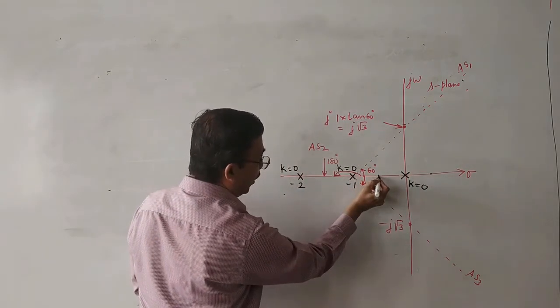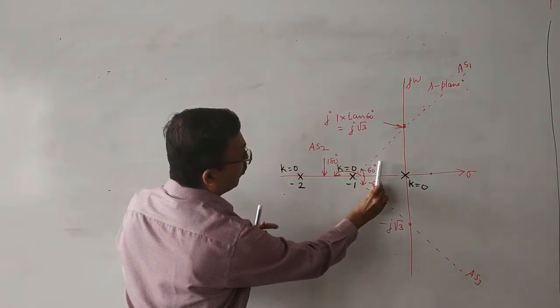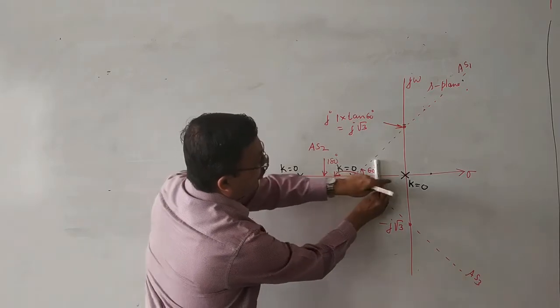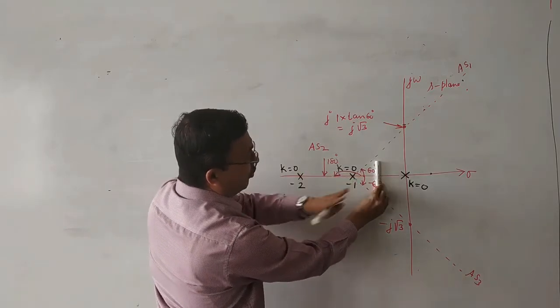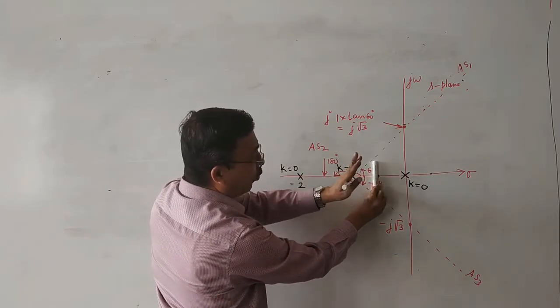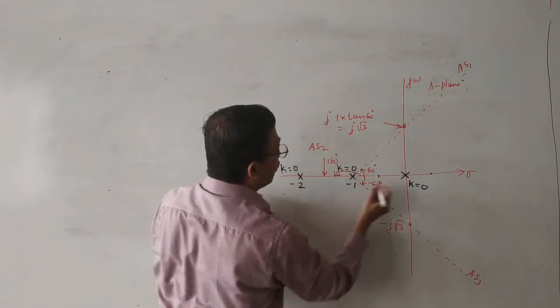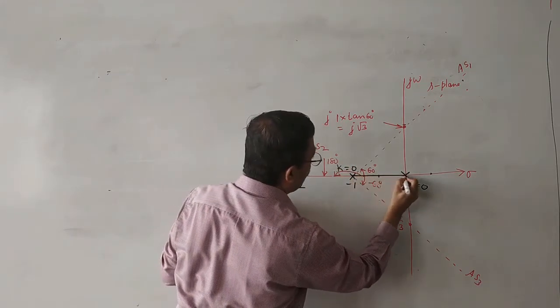So take a point here, see to the right of this pen. How many poles are there? 1. How many zeros? None. Both you add, so you get one, an odd number. So root locus will lie between these two poles.